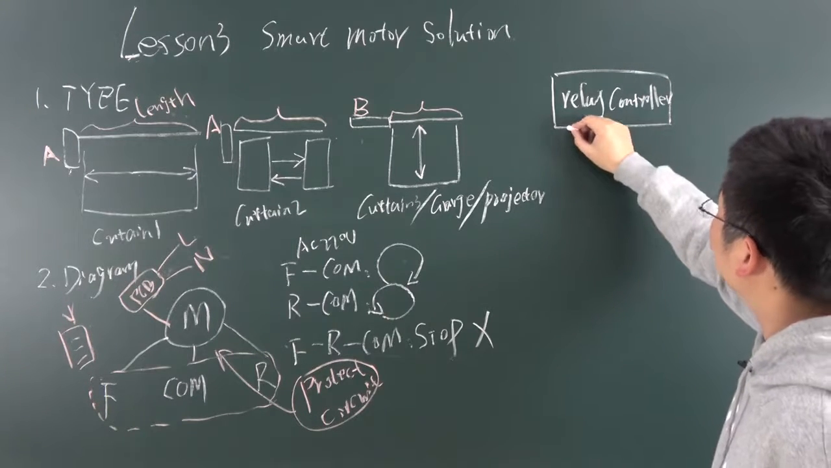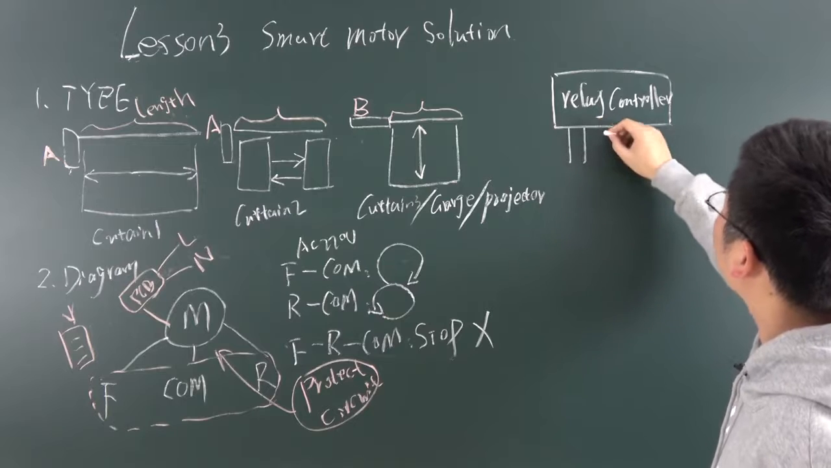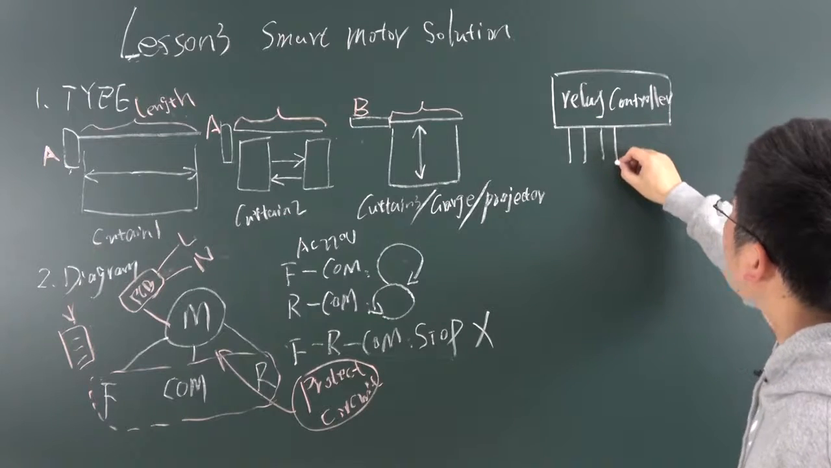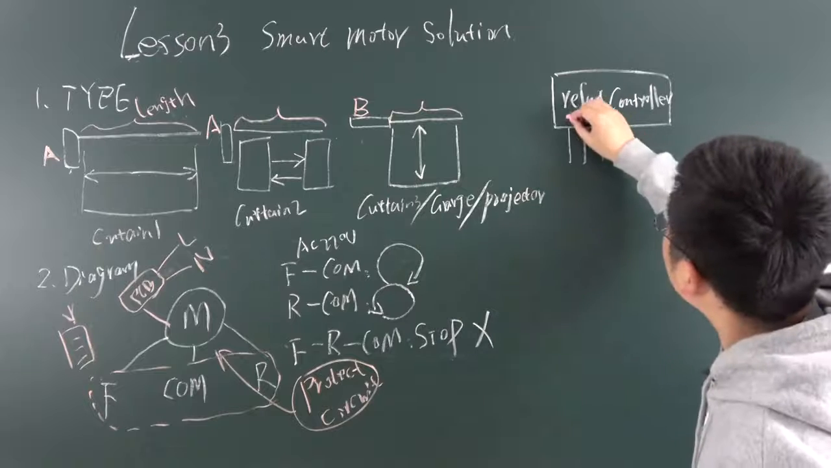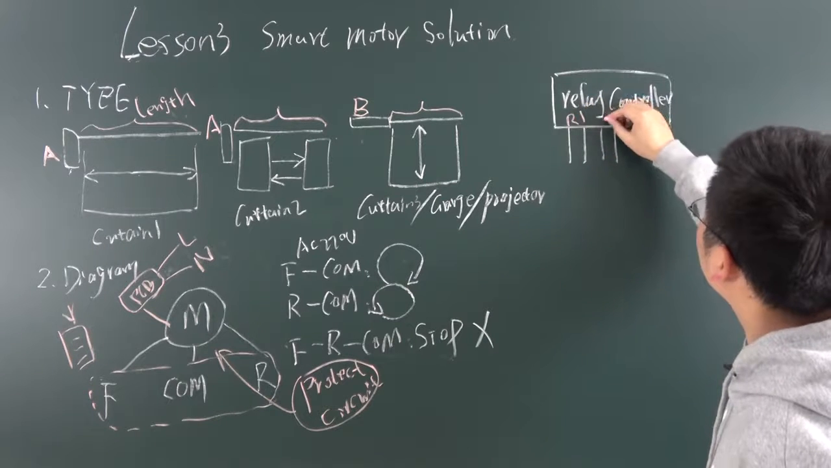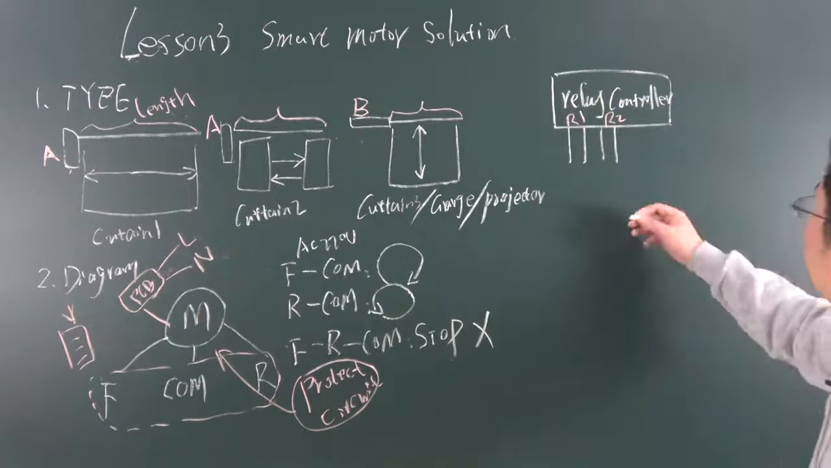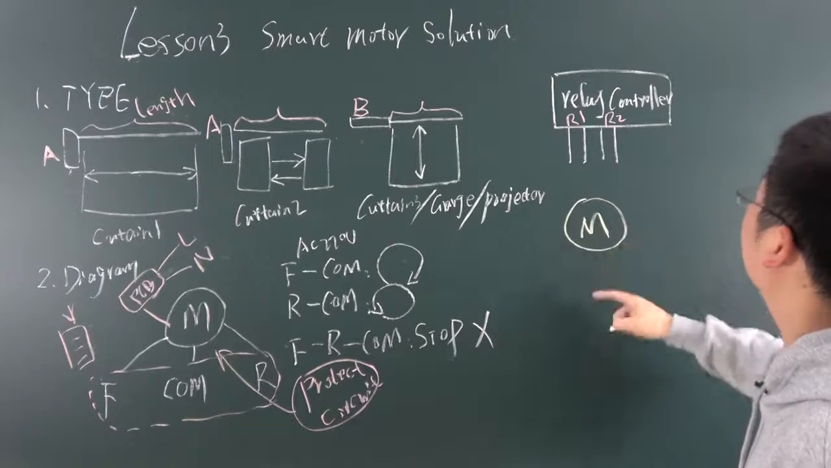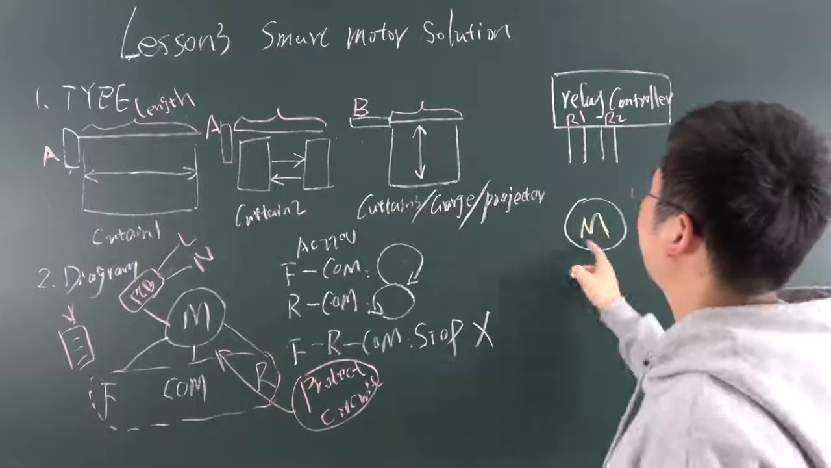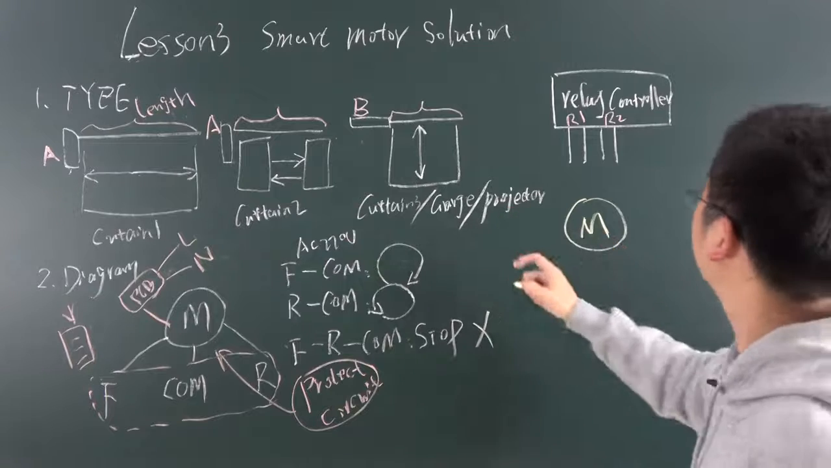And this will be like relay 1 and relay 2. We can write this is relay 1 and this is relay 2. Now I have a motor. This is motor. This motor may be your curtain, or maybe your garage, or maybe your project.